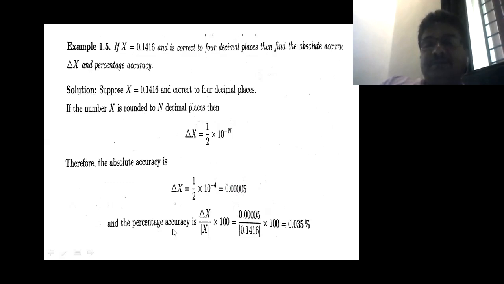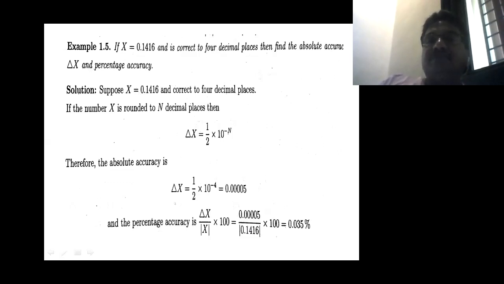Okay, and therefore the percentage error is what? Percentage error is absolute error divided by the true value or given value, into 100. That is, this is actually delta x divided by mod x, which is what? This is the relative error. So relative error into 100, and that is 0.5 times 10 to the power minus 4 divided by the value given, 0.1416, into 100, that is 0.035. This is the percentage accuracy or percentage error.